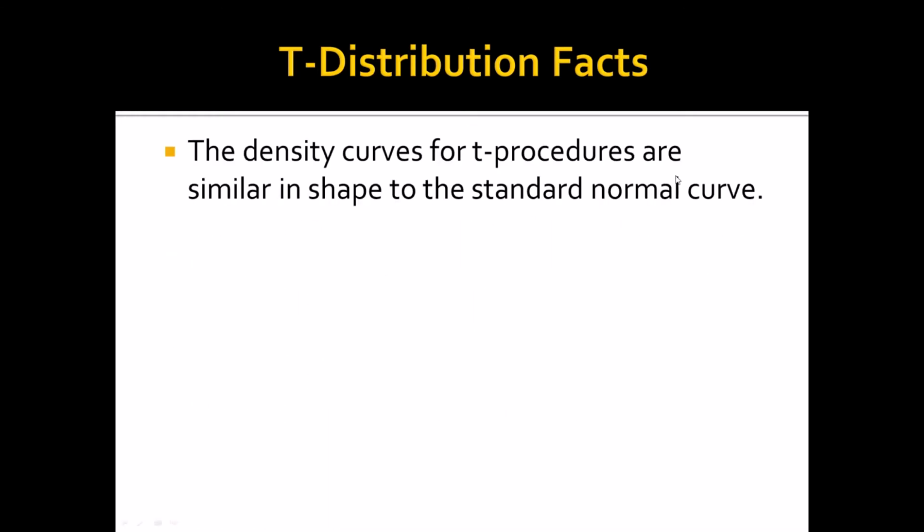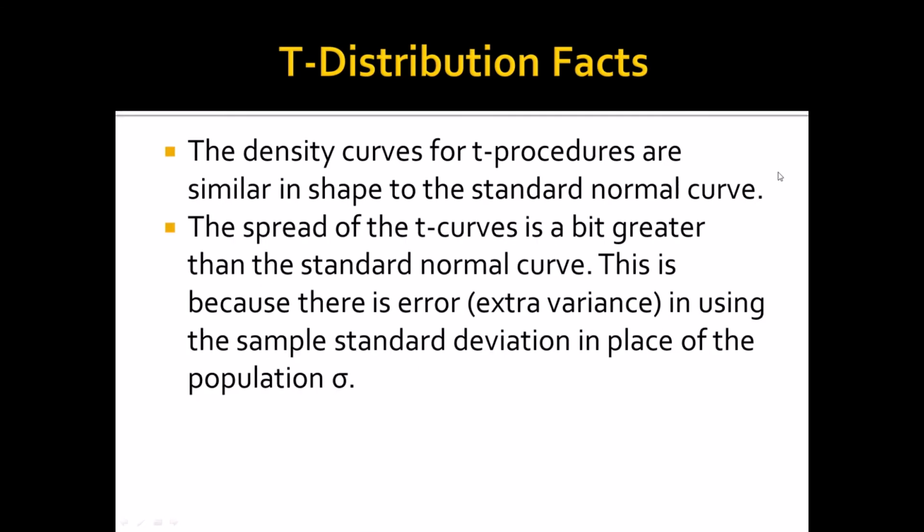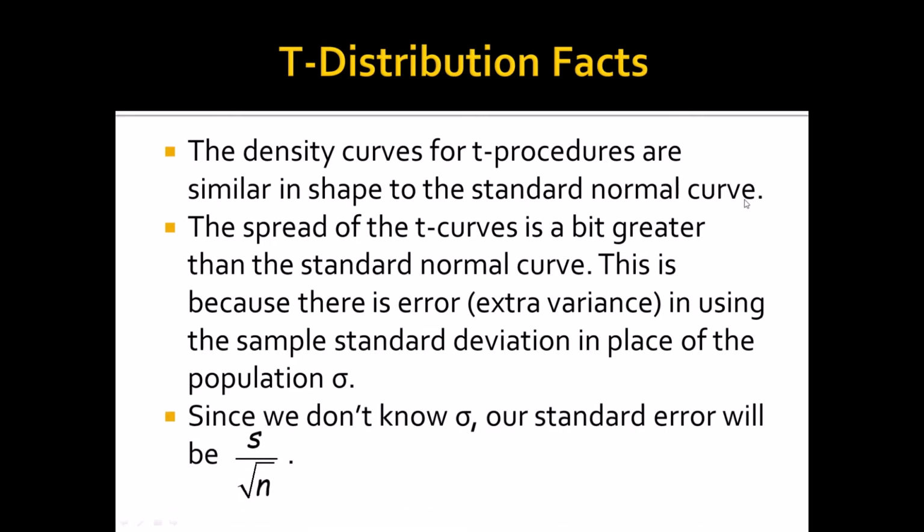All right, so just what I said, density curves for t's are similar in shape, they're bell-shaped, and the spread of your t curve is a little bigger than your standard normal curve because of the extra variance you get from using s in place of sigma. All right, so you need this. Since we won't know sigma, our standard error will be s over square root of n, not sigma over square root of n, all right?